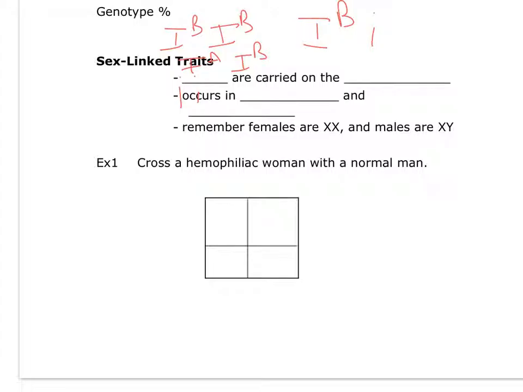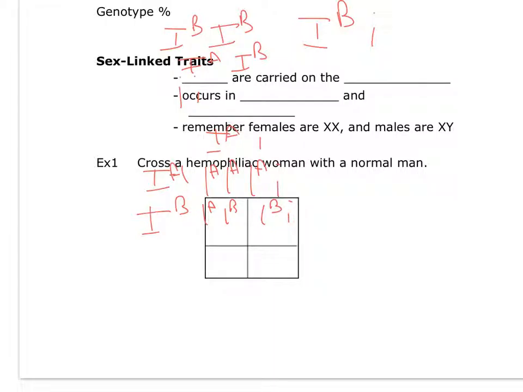So if you're crossing a heterozygous blood type A person, that is going to be IA, little i, and you're crossing that with a person who has blood type AB, that is going to be IA, IB. Sorry, that's sloppy. All right, so our first box is going to be IA, IA. Our second box is going to be IA little i. Remember, little i is recessive, so it would be written last. Your third box would be IA IB, and your fourth box would be IB little i.